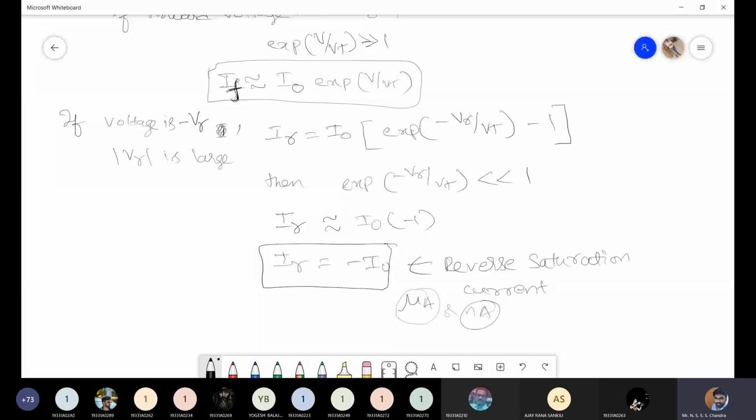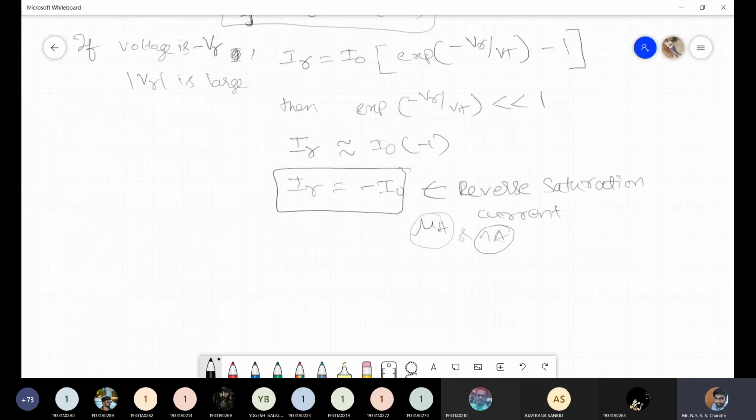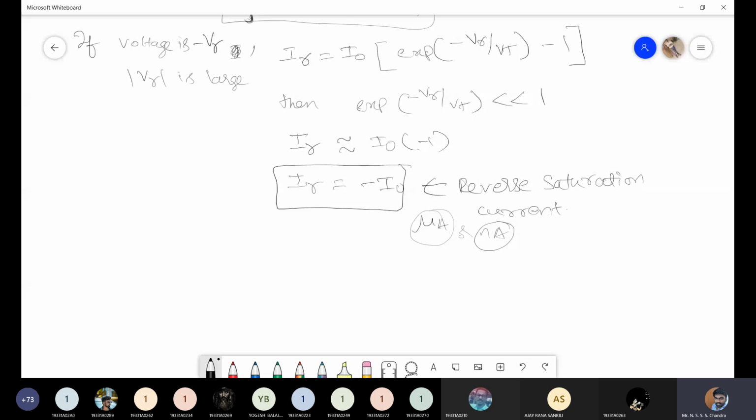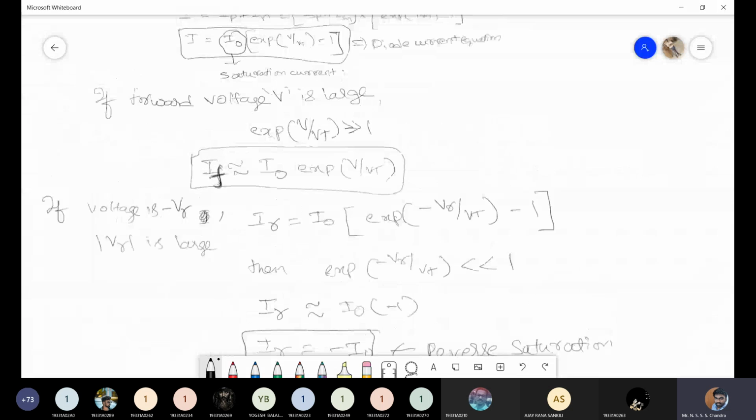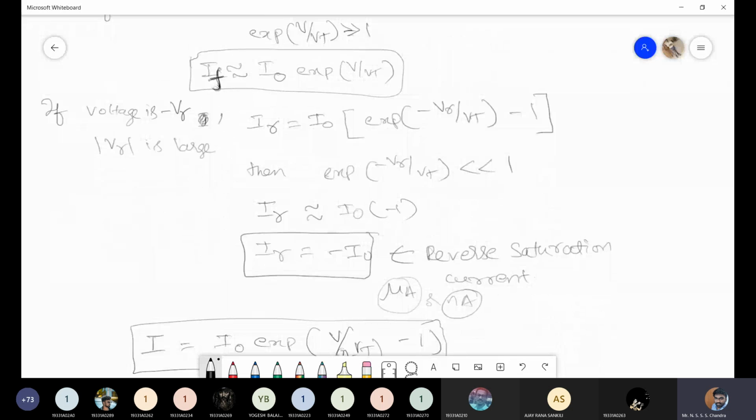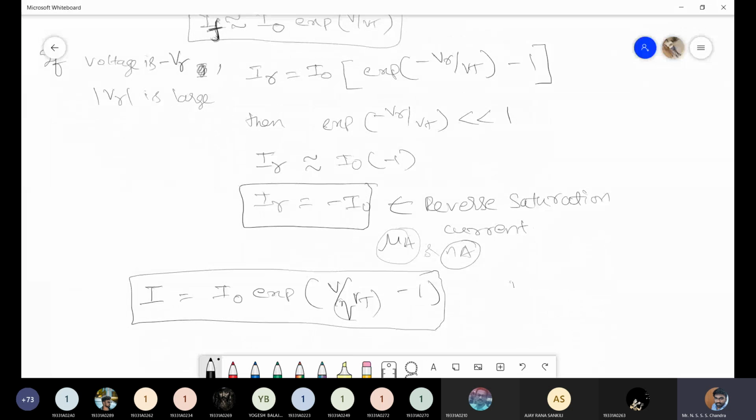In the expression we have considered V by Vt, right? This is valid only for germanium. So in general, if you want to write the current expression, you'll write I equal to I naught into exponential of V by eta into Vt minus 1. So in the denominator, instead of Vt you'll have eta into Vt. This is a general expression for any semiconductor diode, whereas the expression I equals I naught into exponential of V by Vt minus 1 is valid only for germanium. You have the extra term eta, which is called the ideality factor.